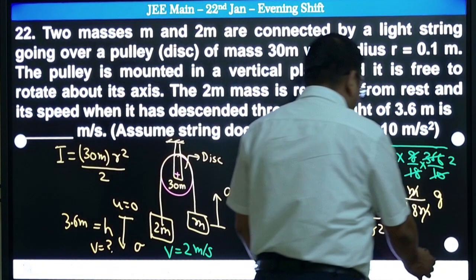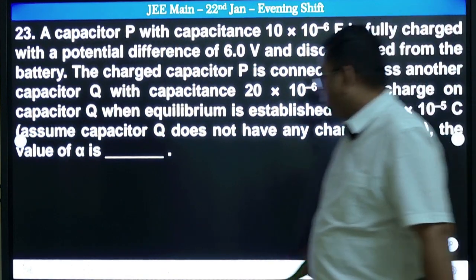Let us move to the next question. Question number 23.